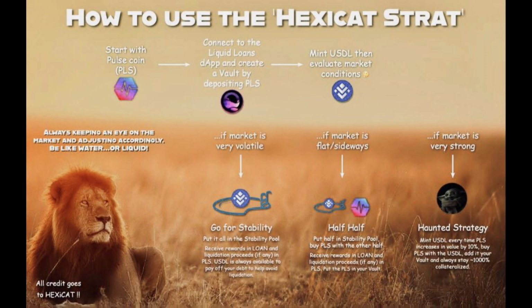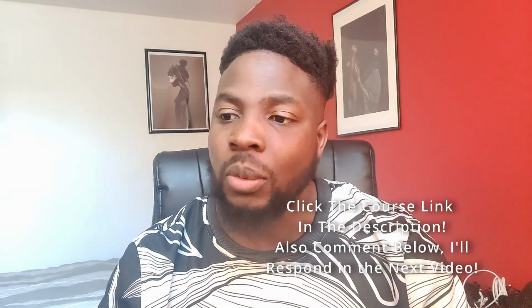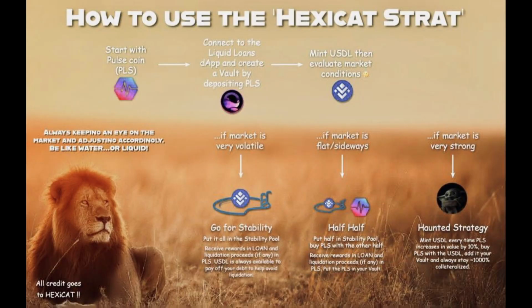So if the market is very volatile, that means that if the market is going down maybe 10% a month, going up 10% a month, it's not really constantly going one direction or another, and it's not really that stable, the very first thing that they want you to do is to go for stability, okay? Put all of the USDL that you got out, that $100,000, right, in USDL, put it all into the stability pool. Then when you put it into the stability pool, you receive rewards in loan token. And if there's liquidation proceeds, if any, you receive these liquidation proceeds in PulseChain coin, okay?